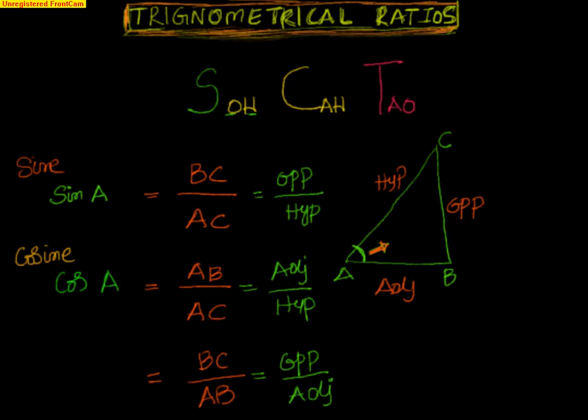Now let us see what the third one is. The third one is tangent. And how do I write it? I write it as tan of A. Are you with me? You got 3 of them, right? Now let us look at the remaining ones. What else do we have?